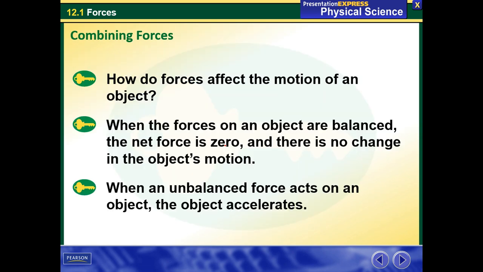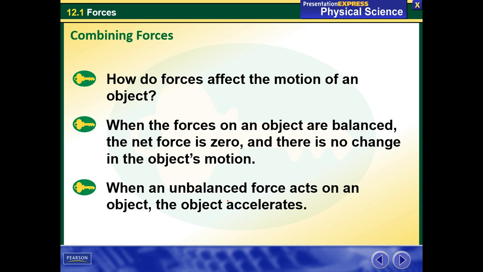So let's talk about forces. So we already asked, how do forces affect the motion of an object? And there are a couple terms that we're going to introduce here called balanced versus unbalanced forces. So when forces on an object are balanced, which means they are equal, we tend to get a net force of 0. And that's because they kind of cancel each other out. And when they cancel each other out, when we say something is balanced, usually there's no change in the object's motion.